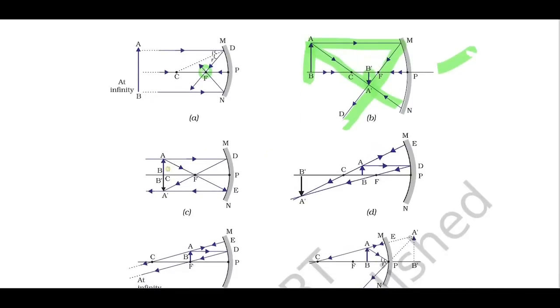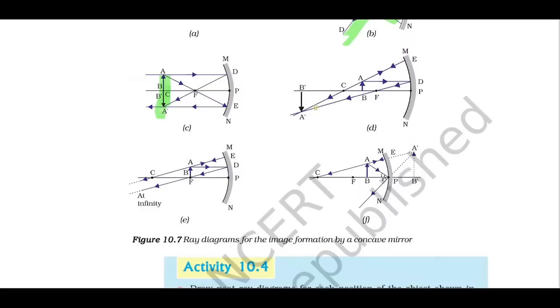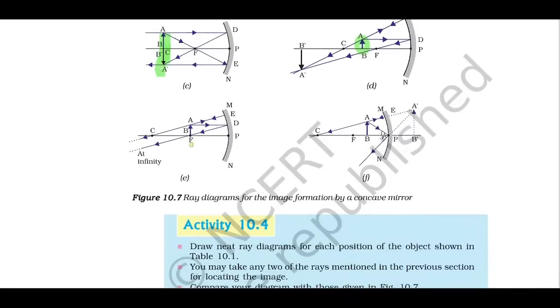If the object is at C, the image formed is of the same size. It is real and inverted. If the object is placed between C and F, the image formed is beyond C and it is enlarged. If the object is at F, the image formed is at infinity, it is highly enlarged and it is real and inverted. In case the object is placed between the principal focus F and the pole, the image formed is enlarged, but it is virtual and erect.